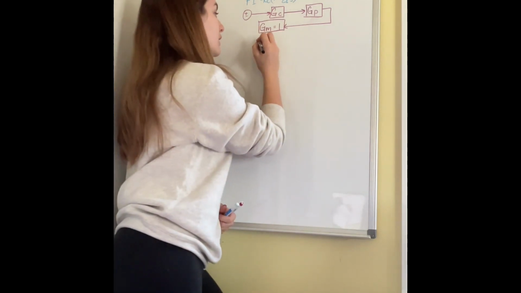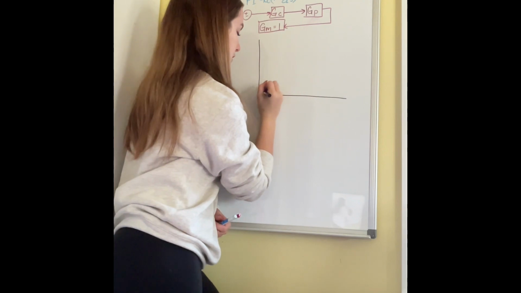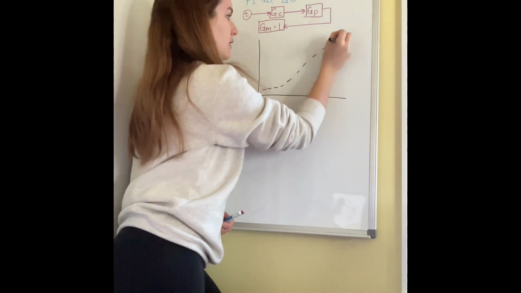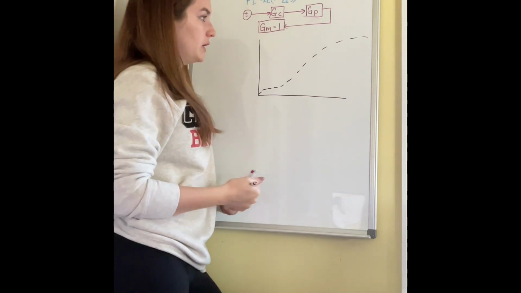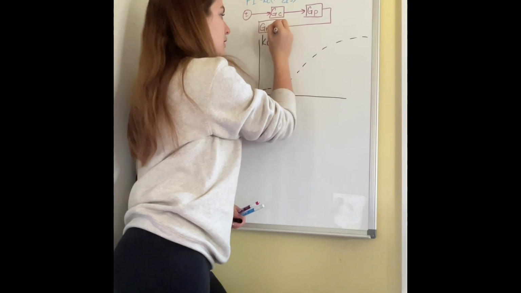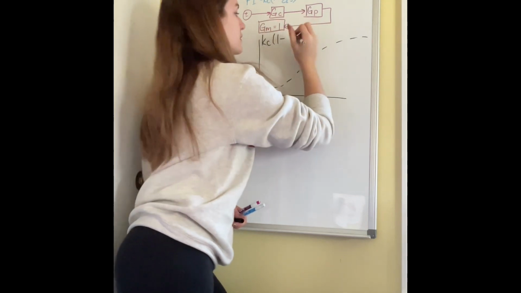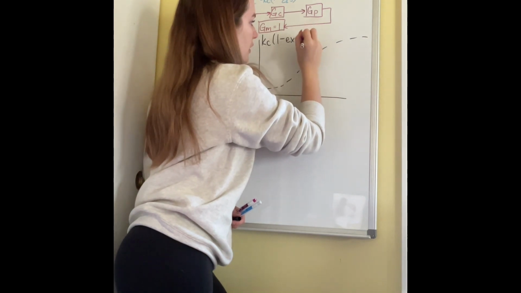And now we can represent this system by a first order exponential function. So we're going to have a graph of our first order exponential function. So it looks kind of like that. So the equation for this first order function is going to be our gain times 1 minus the exponential of negative our time over our tau.